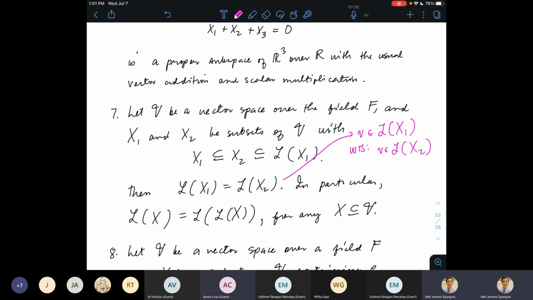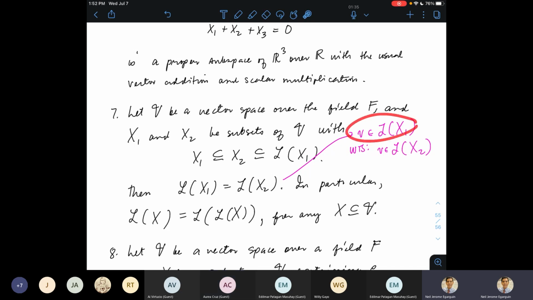All right? So now write V, because this is your assumption now. There is only one thing you can do: write V as a linear combination of elements of x1. And you want to show that V is also a linear combination of elements of x2, right? That's the end goal. Show that V is a linear combination of elements of x2.